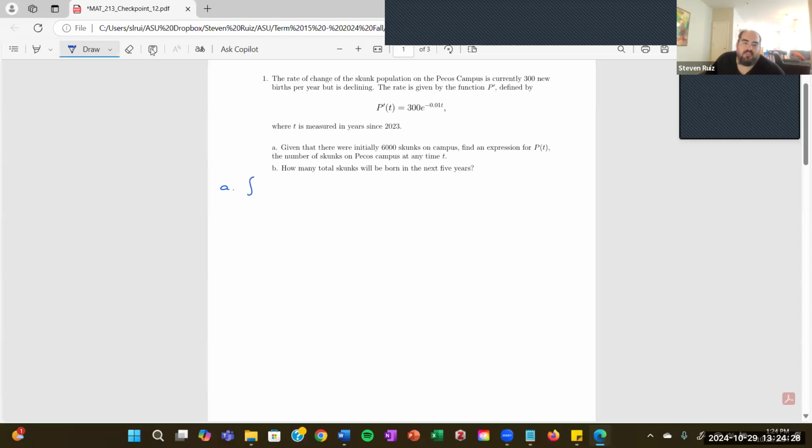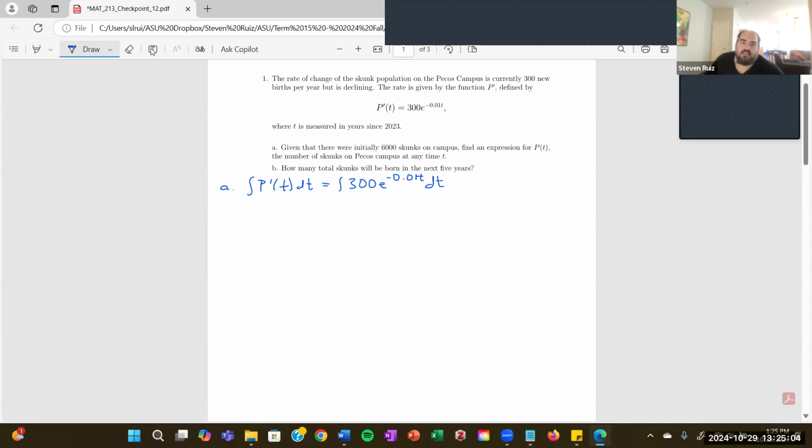Basically, I need to find an antiderivative. So I want to find an antiderivative for P prime of t with respect to t. So P prime, I'm just rewriting that. So I'm taking an integral or an antiderivative of 300e to the negative 0.01t dt. So I have an inner function here. I have 300e, and e is raised to something that's not as simple as the input variable t.